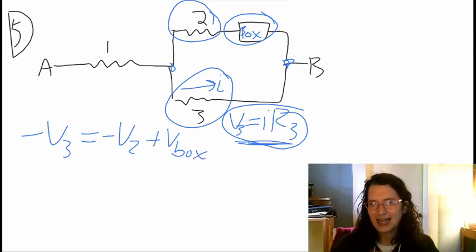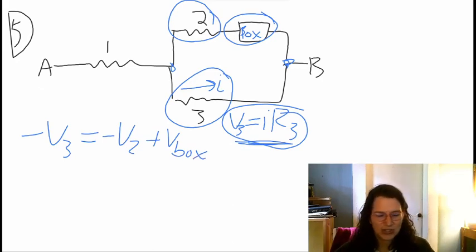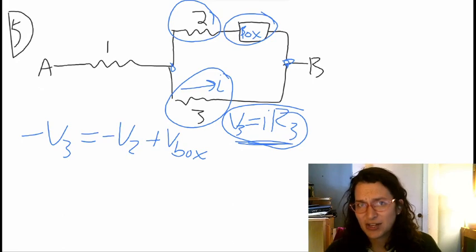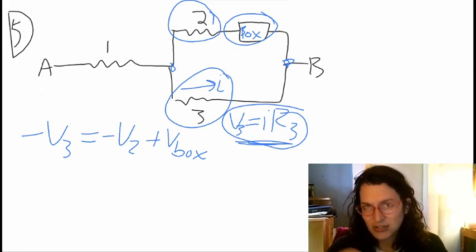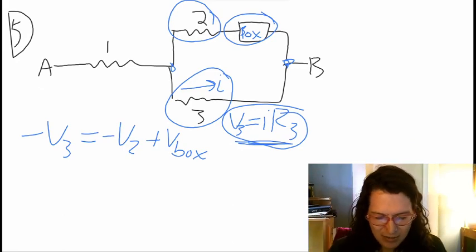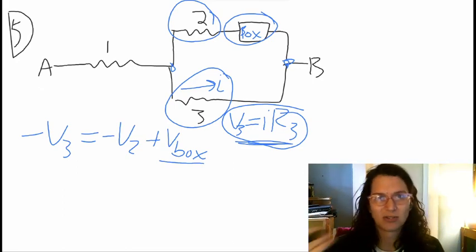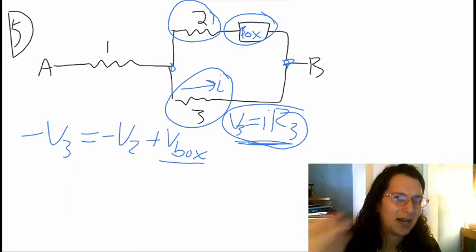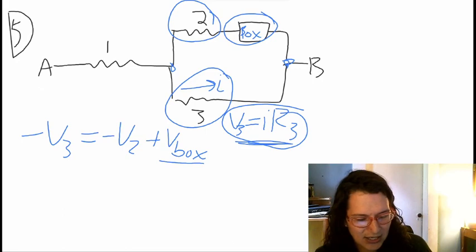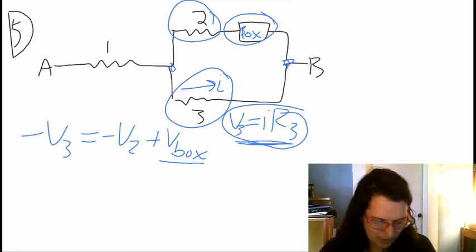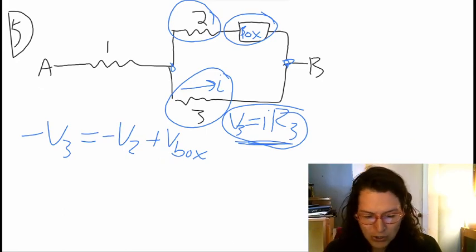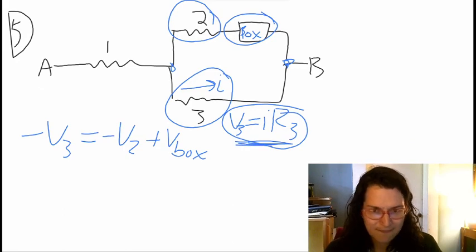So the reason why I put the negative signs on these resistor voltages is so that when I solve this equation eventually, I can't do it right away, but when I do, if I get a V box that is negative, that tells me that the box is a resistor. And if I get a V box that is positive, that tells me that the box is a battery of some sort. Okay, so as I mentioned, we know V3.